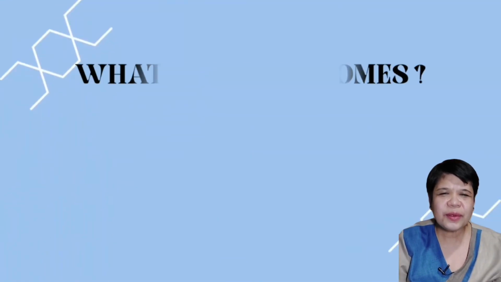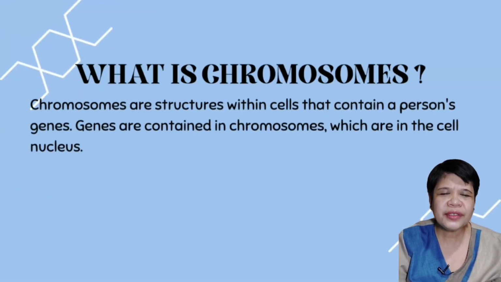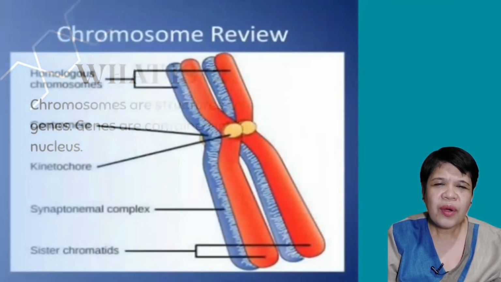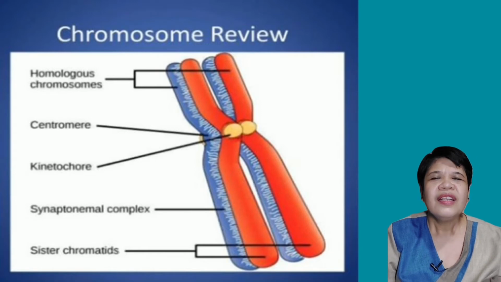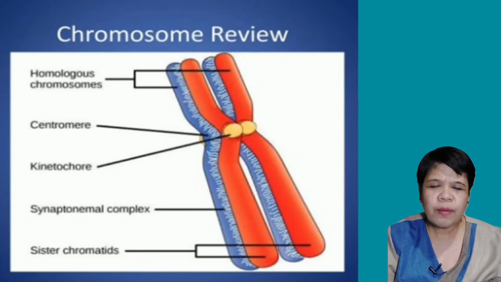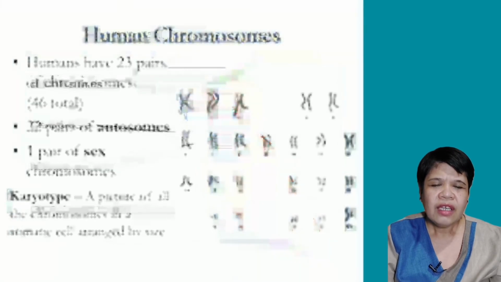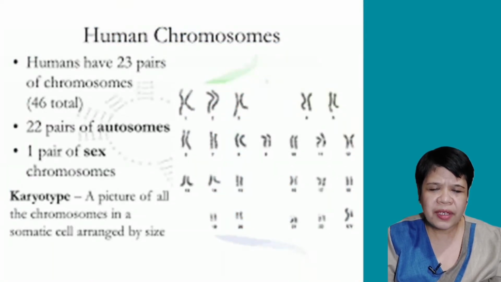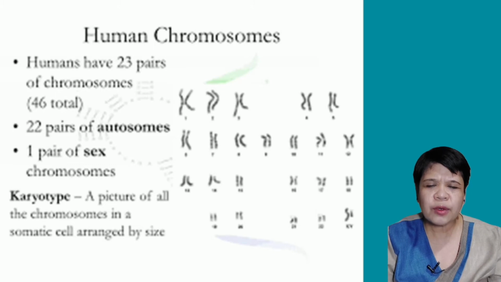Let us review what chromosomes are. Chromosomes are structures within cells that contain a person's genes. Genes are contained in chromosomes, which are in the cell nucleus. Now, what are the parts of the chromosomes? The parts of chromosomes are the homologous chromosomes, the centromere, the kinetochore, the synaptonemal complex, and the sister chromatids. Human chromosomes have 23 pairs. So in total, we have 46 chromosomes in our body: 22 pairs of autosomes and 1 pair of sex chromosomes.